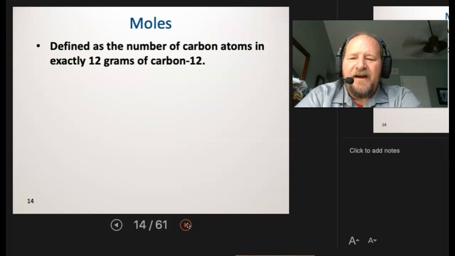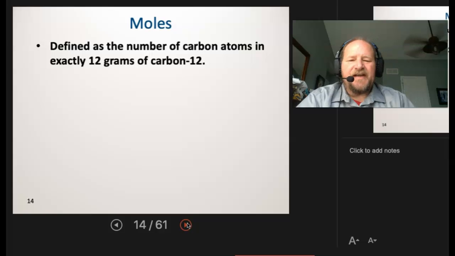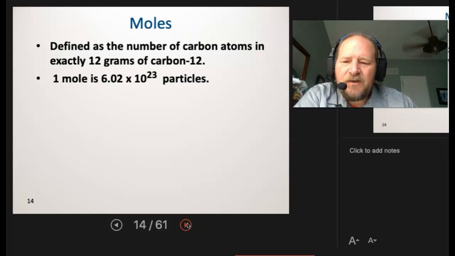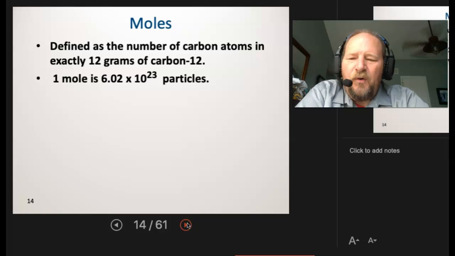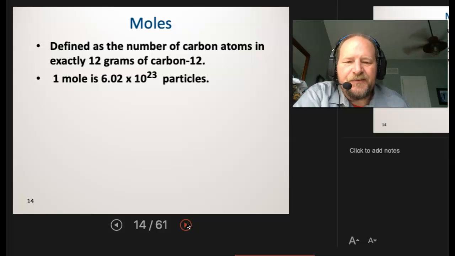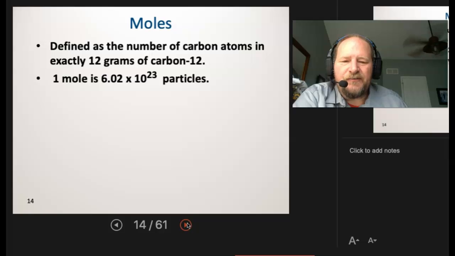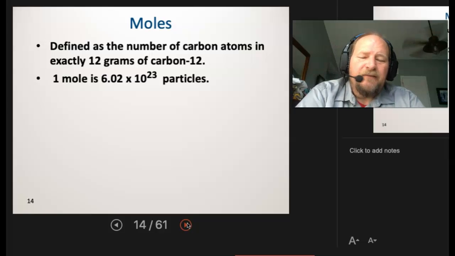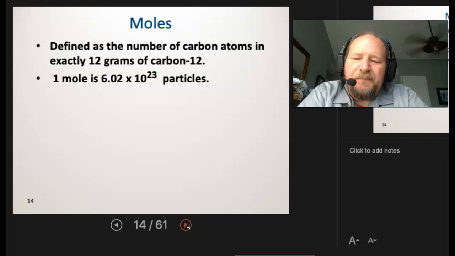Now, the mole is defined by the number of carbon atoms in exactly 12 grams of carbon-12. That part's not important. What's important is that you know a mole is 6.02 times 10 to the 23rd particles. So if you get ready to start an assessment involving this chapter, you want to make sure you have that number written down somewhere because you're going to need it. Again, notice that it's particles, so we have to keep in mind what are particles in chemistry.